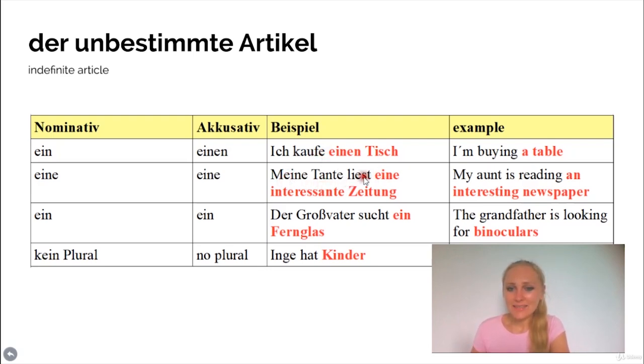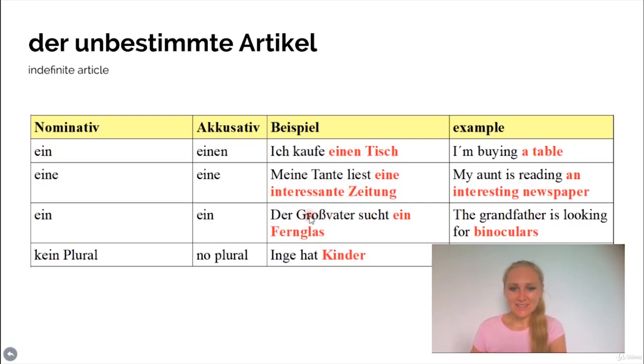Then we have the next sentence. "Meine Tante liest eine interessante Zeitung." Zeitung, the newspaper, is female in German. It's "die Zeitung." So here you have to use eine, but it does not change. It's the same as in the nominative case. But lesen, to read. Whatever you read, the object that you are reading is always an accusative object. Okay, so here this is the accusative object. "Eine interessante Zeitung," an interesting newspaper.